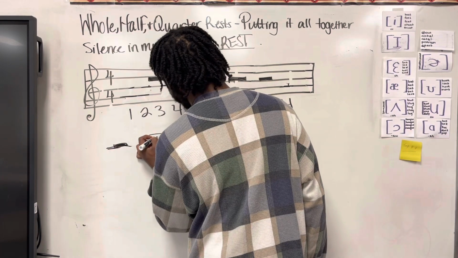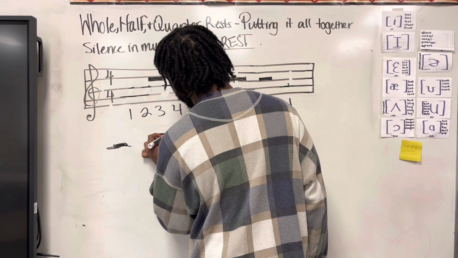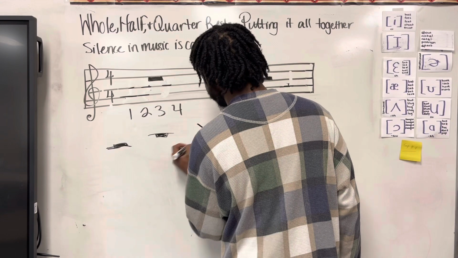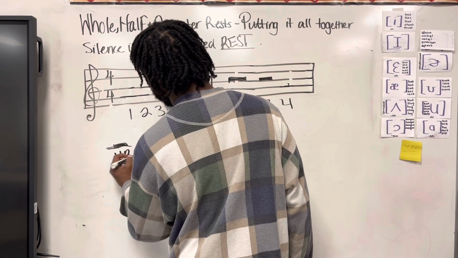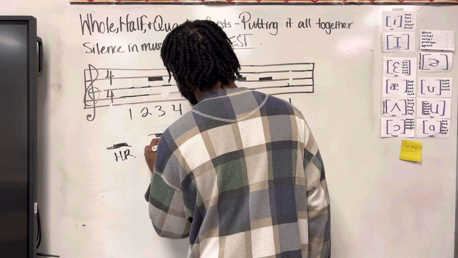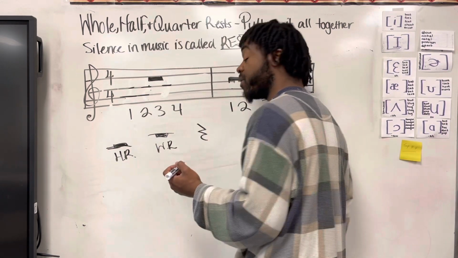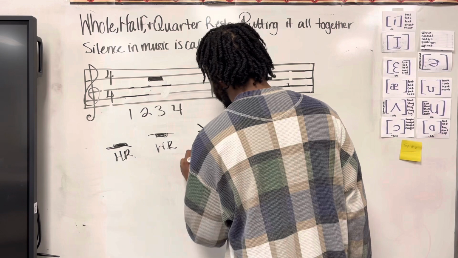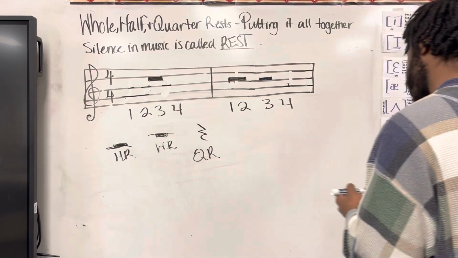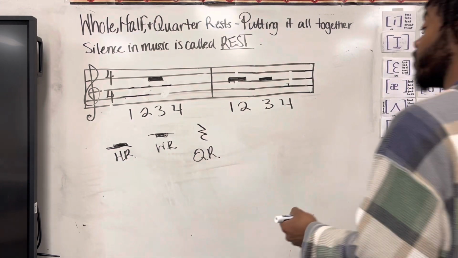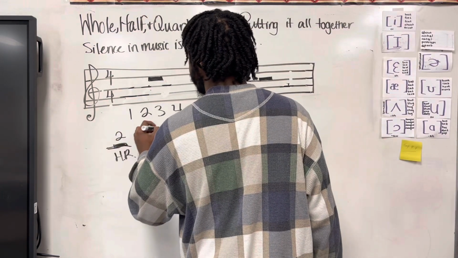You know how a whole rest looks and how a quarter rest looks. So I'm gonna write half rest, HR, whole rest, WR, like wide receiver, but whole rest. And QR, not quarterback, but QR, like quarter rest. 2, 4, 1.